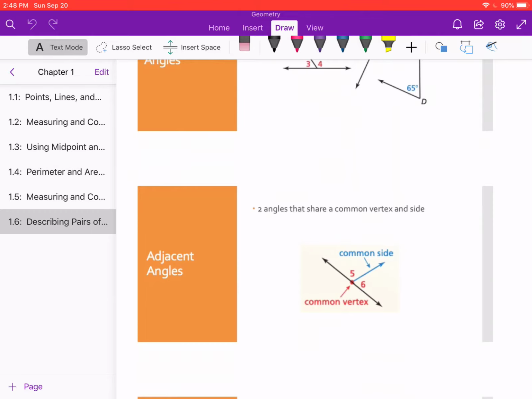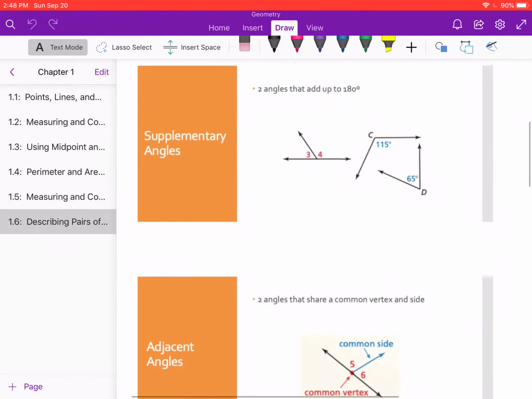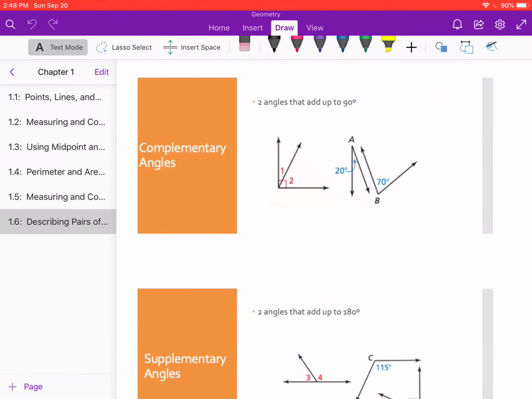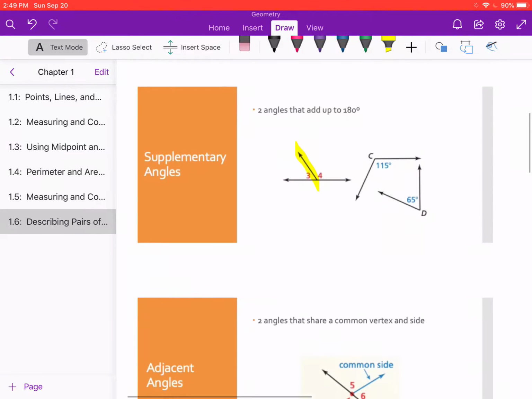Adjacent angles are two angles that share a common vertex and a side. So in this case, angles 5 and 6 are adjacent. They also happen to be supplementary. Note that that's not always going to be the case. If we go back, angles 3 and 4 are also adjacent, and up here, angles 1 and 2 are also adjacent. Notice that they have that side in common. So that's what it means to be adjacent.